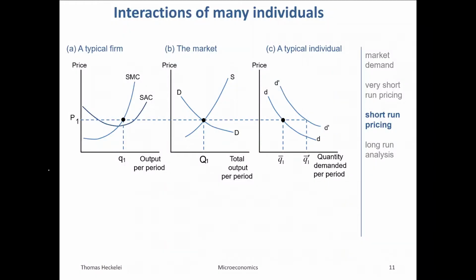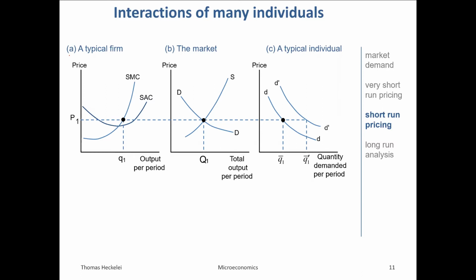Let's think about the interactions between individuals on the market. Now, when do they have an impact on market equilibrium? So let's use this crazy graph to find out.